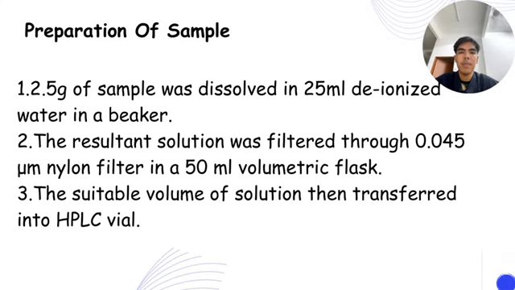Preparation of sample. Firstly, 2.5 g of the sample was dissolved in 25 ml of deionized water in a beaker. Second, the resultant solution was filtered through a 0.45 micrometer nylon filter into a 50 ml volumetric flask. Third, a suitable volume of the solution was then transferred into an HPLC vial.